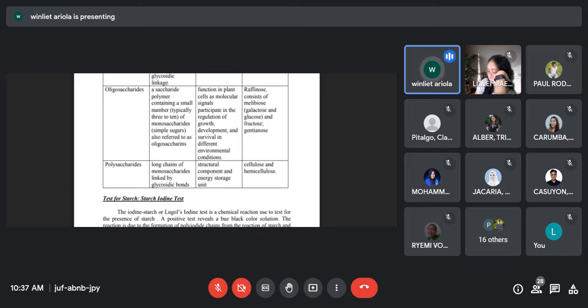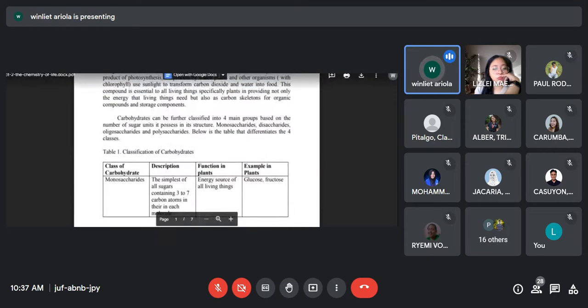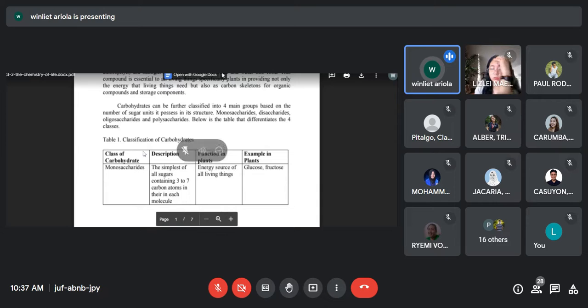And the last type or class of carbohydrates is the polysaccharides. It is a long chain of monosaccharides linked by glycosidic bonds. Okay, so understood? Any question for the types or classes of carbohydrates? Easy lang siya.